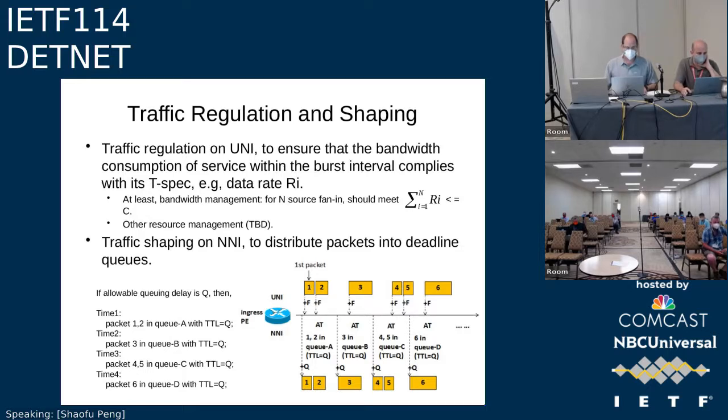Traffic shaping is performed on the NNI to distribute the packets into deadline queues. The following figure shows that 6 packets from the same deterministic service are received on the UNI port. Assuming that they arrive at the outgoing port one by one after intra-node forwarding delay, each packet will enter the queue with the TDL value consistent with the allowable scheduling delay of the packet at its current time.